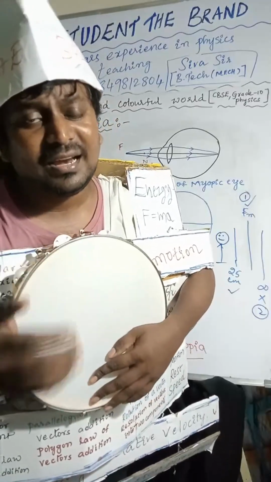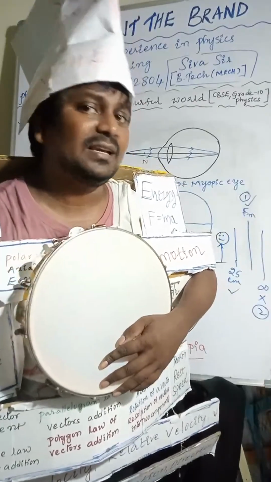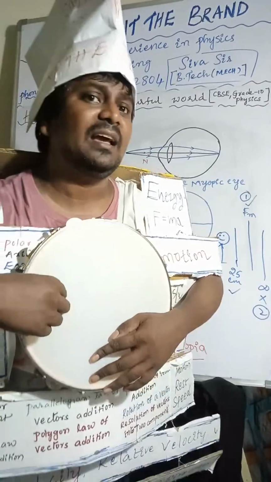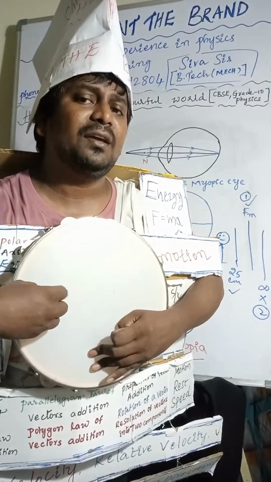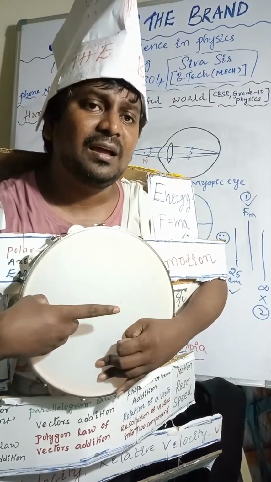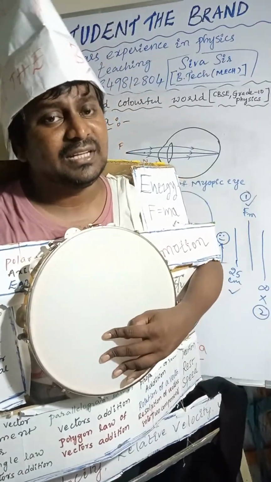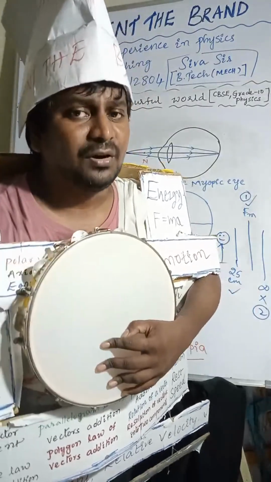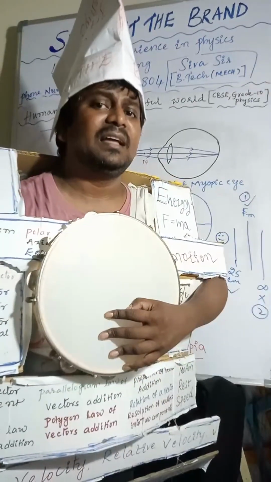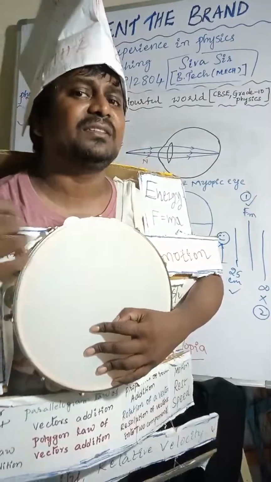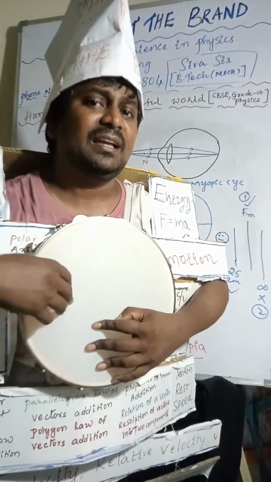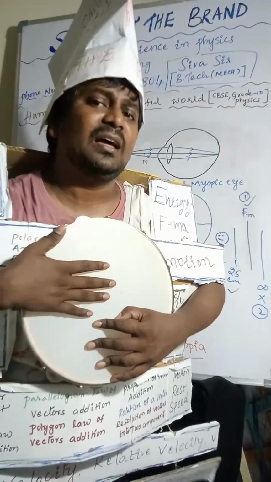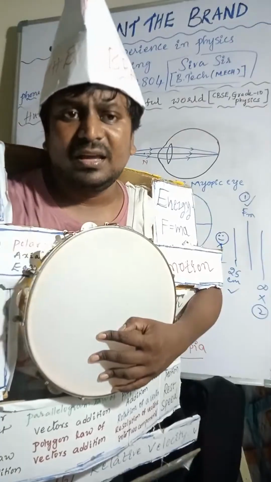Near distance we can see, far distance we can't see, myopia, myopia. For that correction we are using concave lens, concave lens.